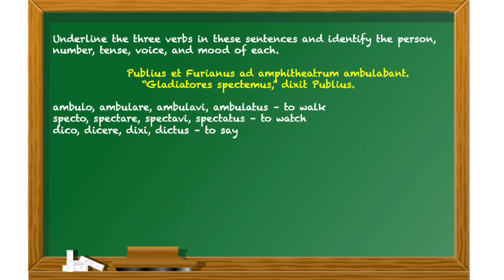Now let's go with an example to pull all of this together. So copy the sentence in yellow into your notes, and as it says, underline the 3 verbs in these sentences. Then identify the person, number, tense, voice, and now for the first time, mood, either indicative or subjunctive, of each of those 3 verbs. Go ahead and pause the video while you do that, and then continue to see how you did.